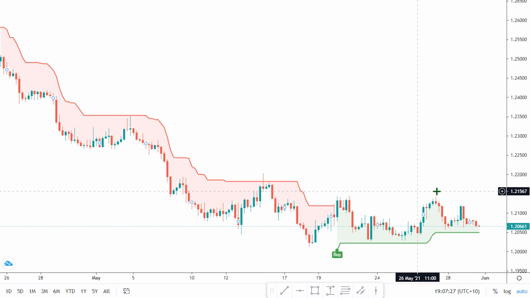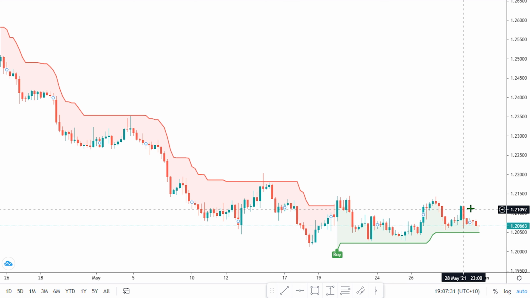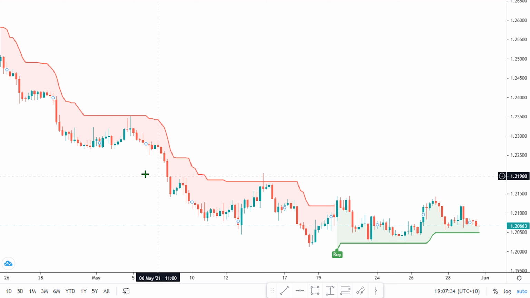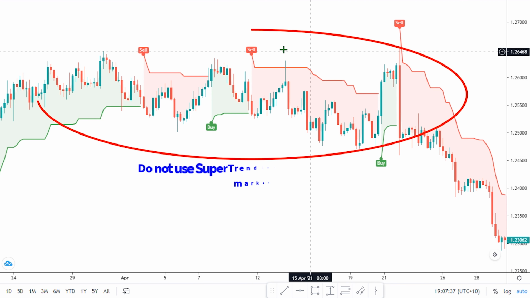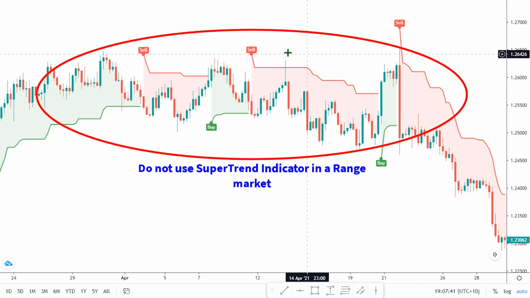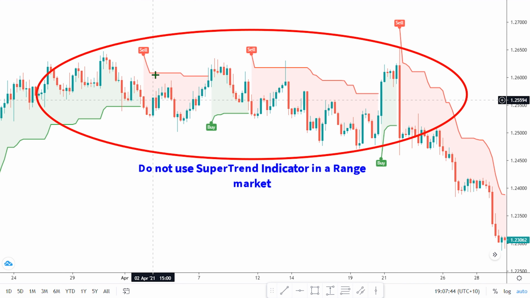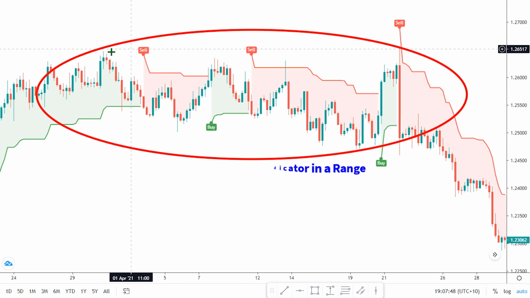Take note, do not use this indicator to trade a range market. As we can see in this range market here, the SuperTrend indicator generated lots of false signals.